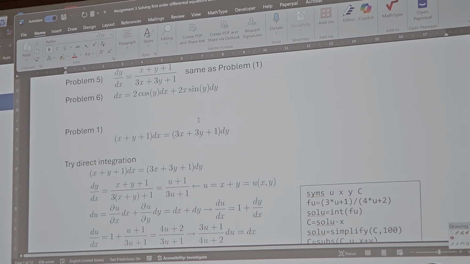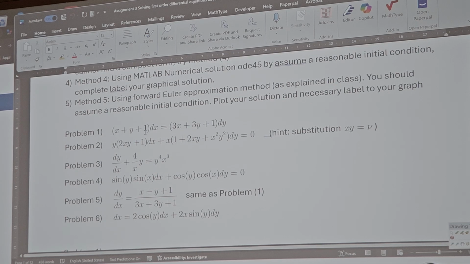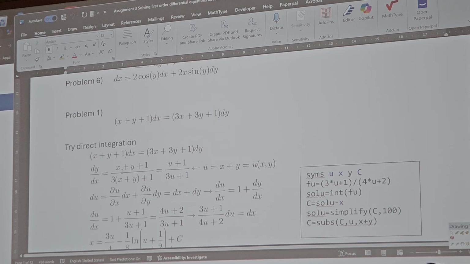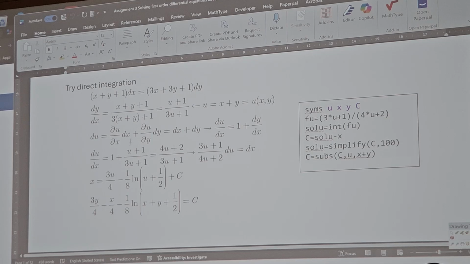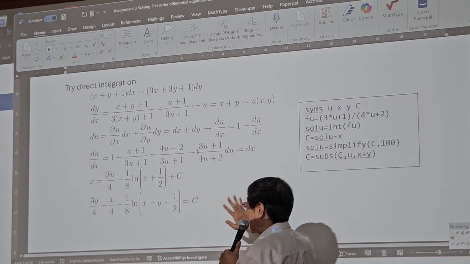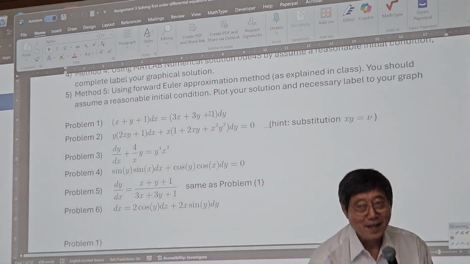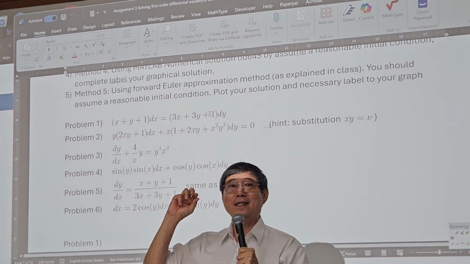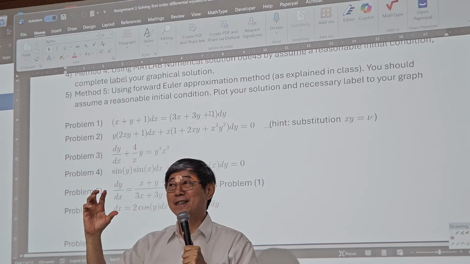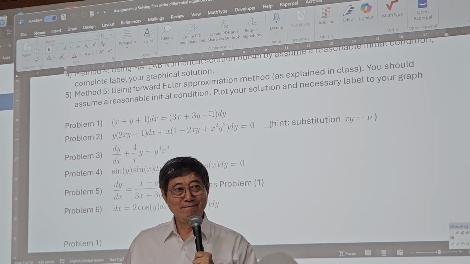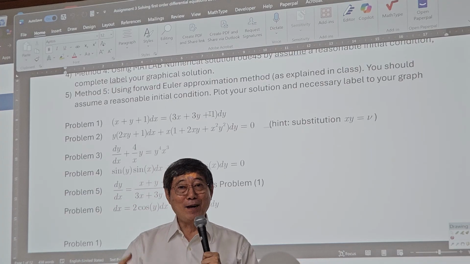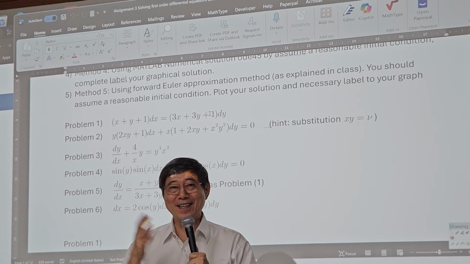For example, I have this one. I try to do direct integration, right? I have this solution. How can we be sure that your solution is correct?